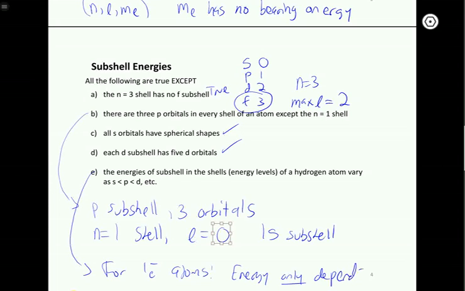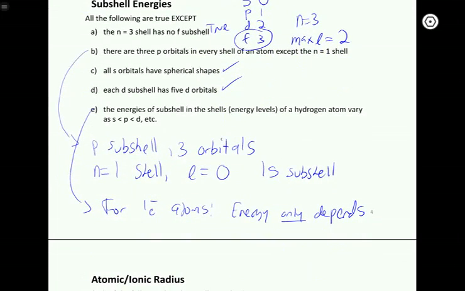So when we're in hydrogen or those other special ions like helium plus or lithium 2 plus, all we need to know for the energy value is n. That comes from the Bohr equation. So in a hydrogen atom, s, p, and d all have the same energy within a given shell. All right, so this one is going to be false.